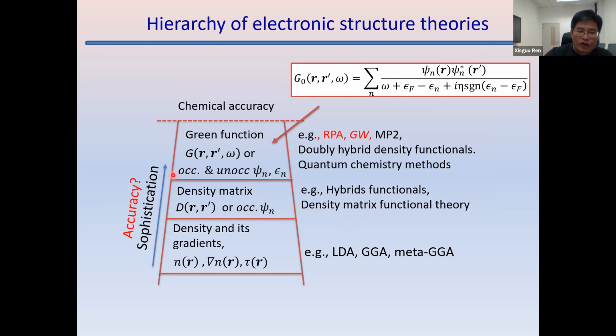But if you want to go even further, for example, if you want to describe van der Waals interactions in a seamless way, one needs additional information including the unoccupied states, as well as the eigenvalues. This type of approach includes RPA, GW, MP2, or double hybrid functionals, or all these quantum chemistry methods. They will need the whole spectrum, both occupied and unoccupied states, and the eigenvalues. This information is equivalent to the single particle Green function.